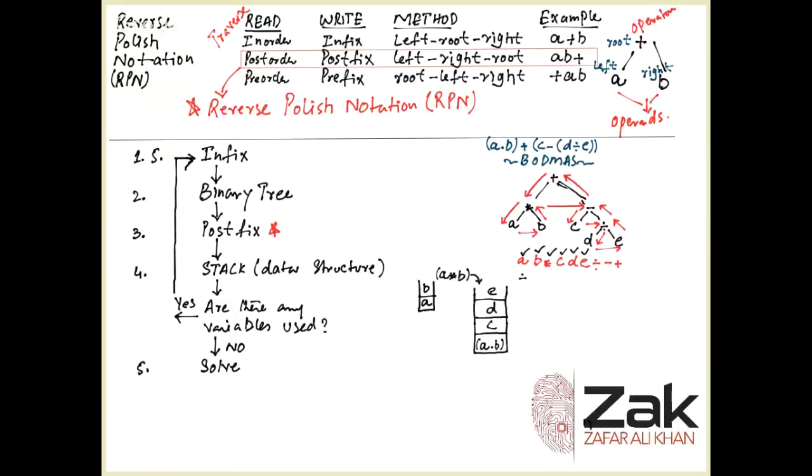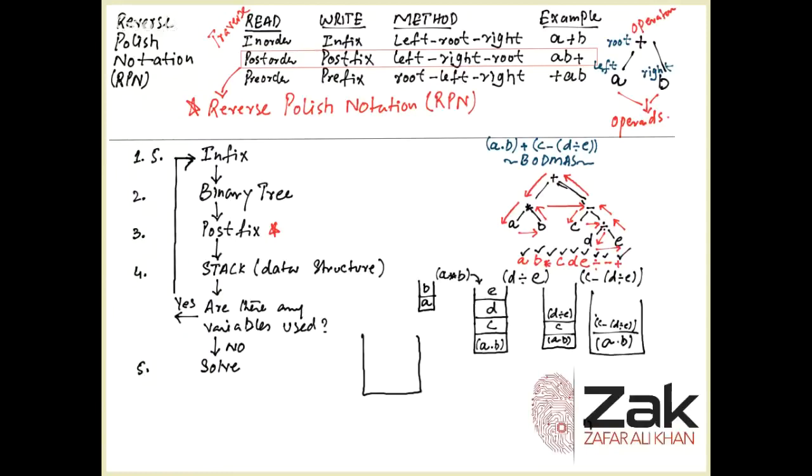Then comes divide. We will take out E and put it on the right side of divide, and then take out D and put it on the left. And then this will be pushed back. Then we have minus. We'll take out D divided by E on the right side of minus, and then C on the left side of minus, and we will push it back. Then we have plus. As soon as we have plus, we will do this.